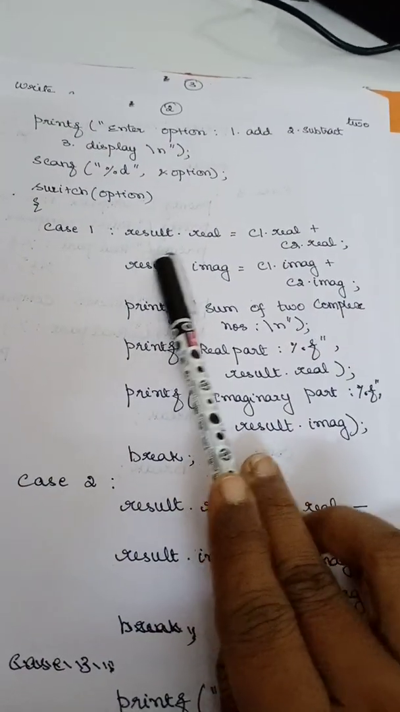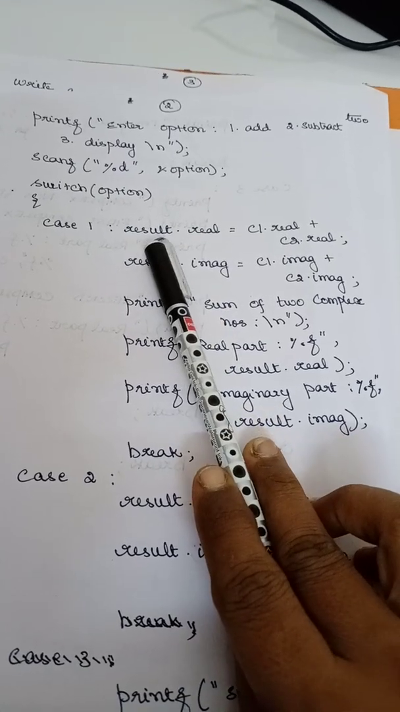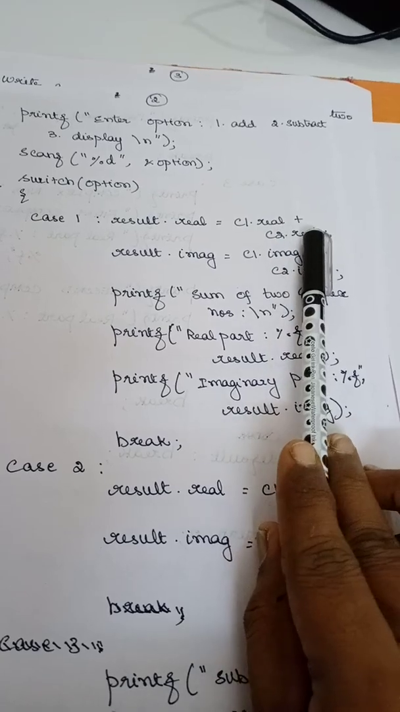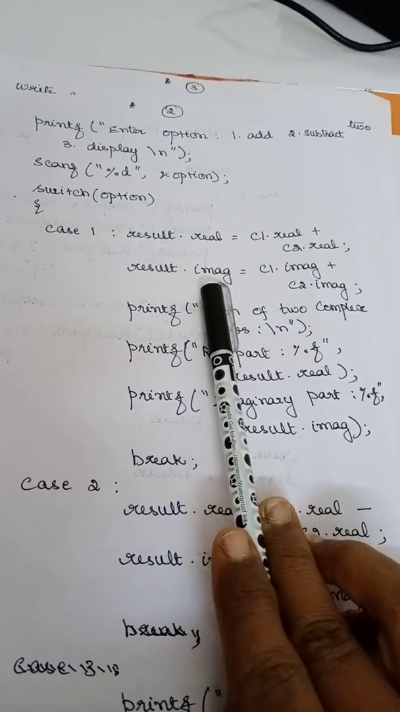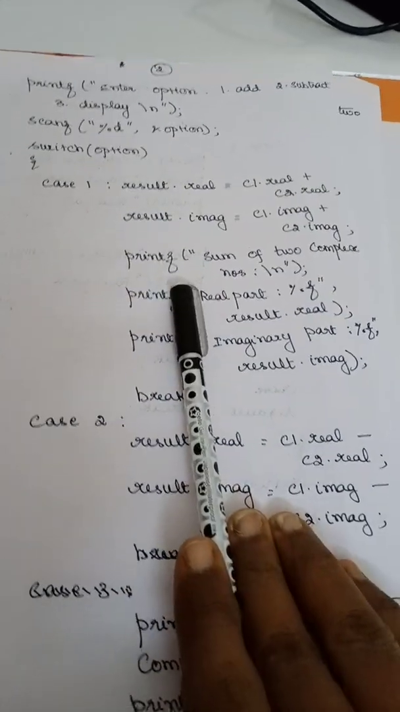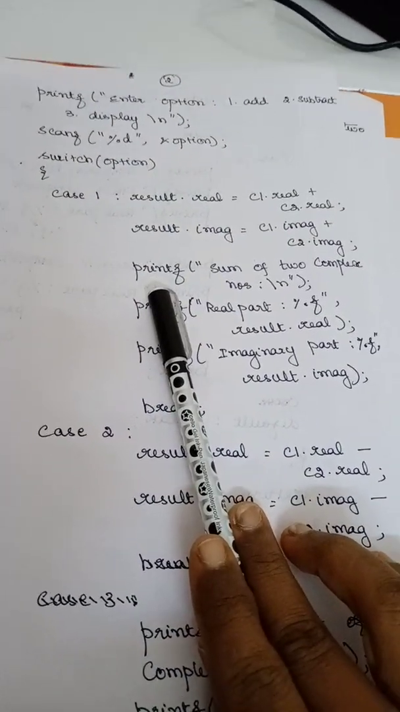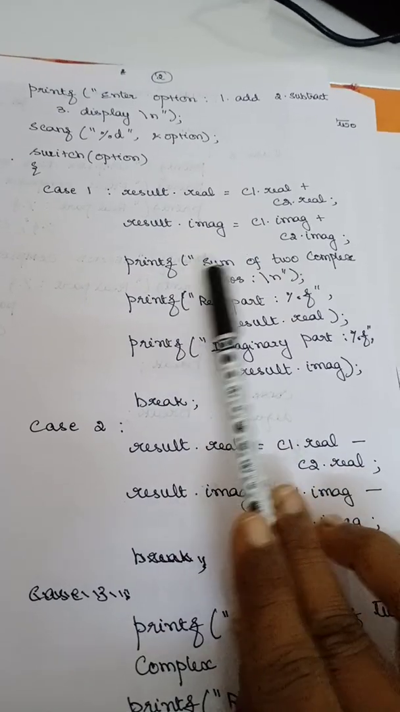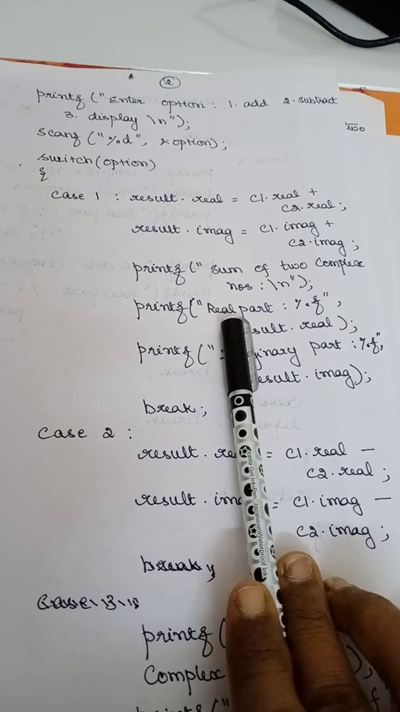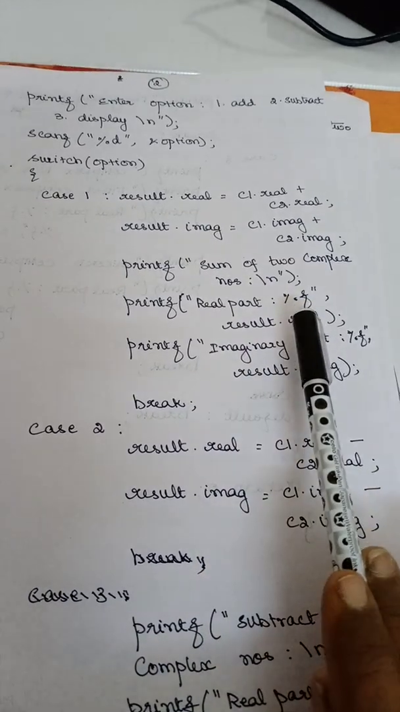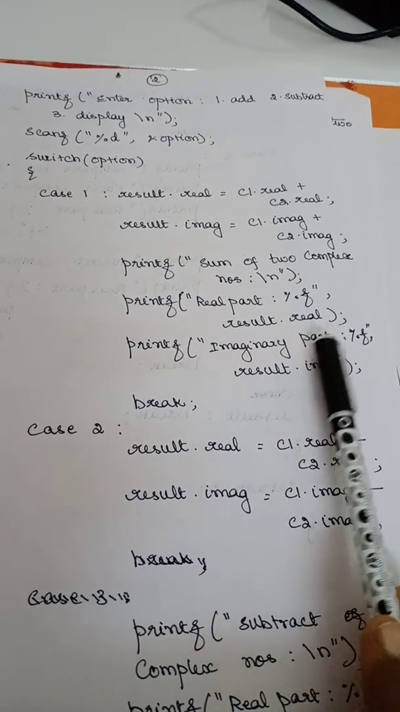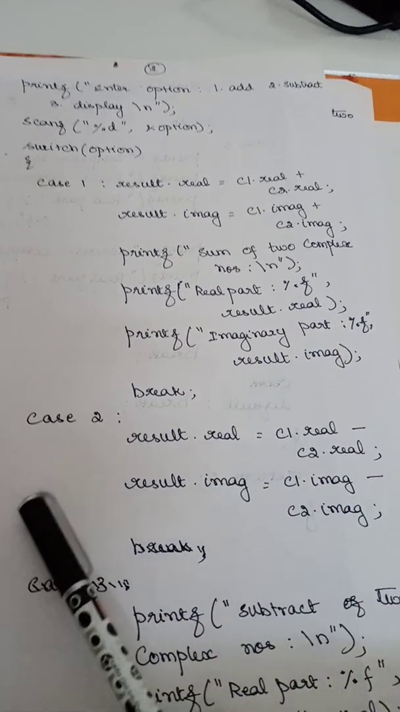Right. Result dot real. So in the result I am going to store my real part. So c1 dot real plus c2 dot real. Similarly, in result dot imaginary I will store c1 dot imaginary plus c2 dot imaginary. And this is after adding two complex numbers. So I am printing sum of two complex numbers. So here printf the real part. How to print your real part? It is being stored under your result dot real. Similarly, the imaginary part is stored under result dot imaginary, right?